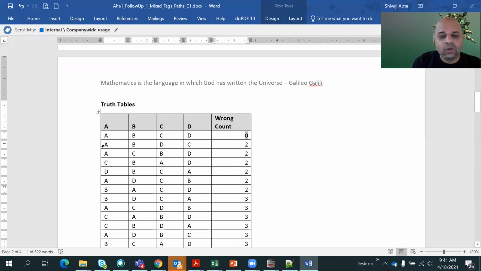Then we say A and B are correct, and D and C are interchanged. Then how many are wrong? I have put 2 because C is wrong and D is also wrong, right? Then here we are saying A and D are correct, and C and B are interchanged. Only 2 are correct and 2 are wrong. So like this, we put everything. There are 24 possibilities.